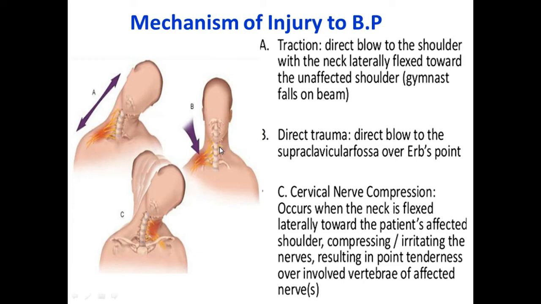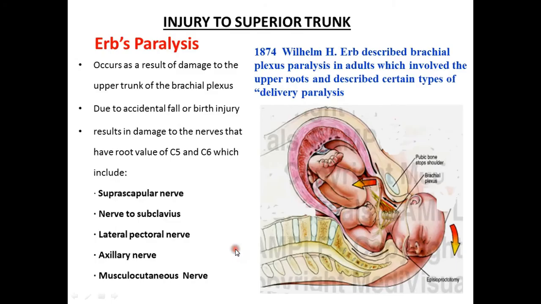Direct trauma is a direct blow to the supraclavicular fossa or the Erb's point. We are coming to that, what is the Erb's point. Cervical nerve compression: over here you can see the cervical nerve compression occurs when the neck is flexed towards the lateral side mostly, and the patient's affected shoulder compresses and irritates the nerve, resulting in a point tenderness or involving the vertebrae or the affected nerve.